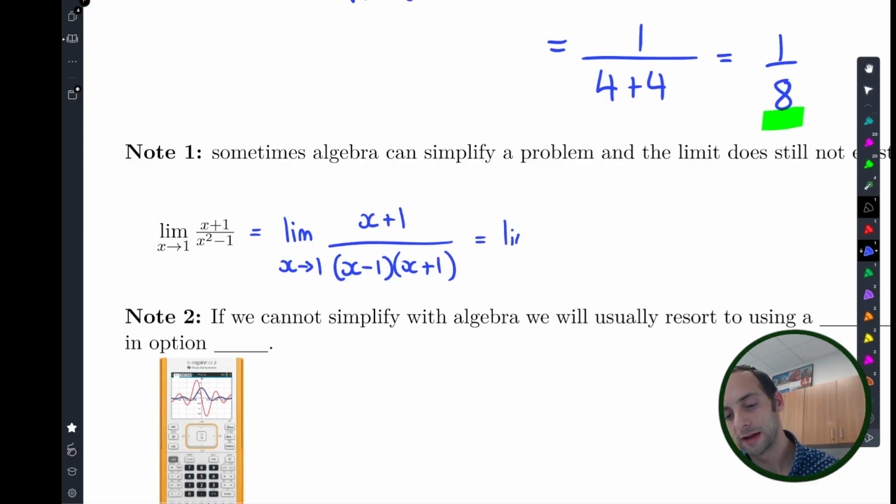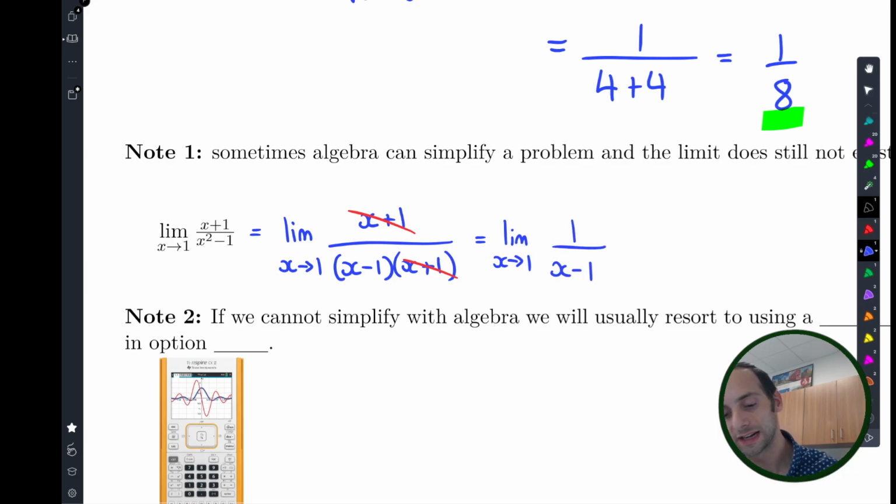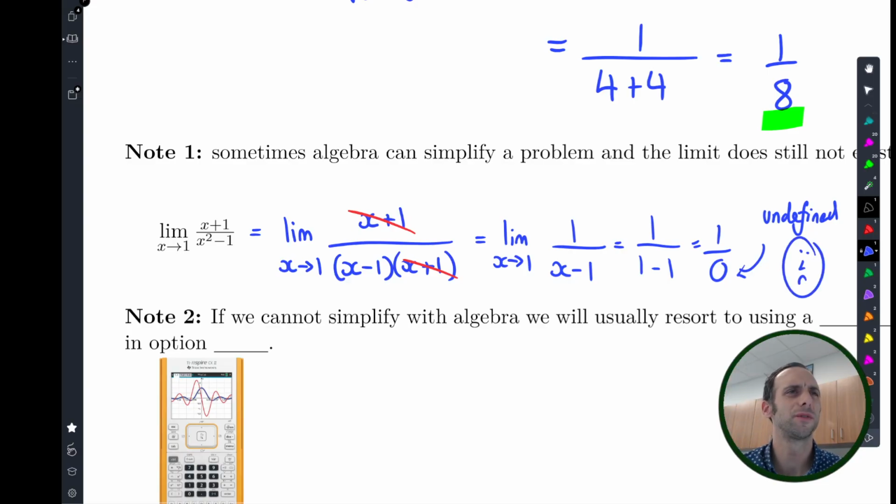We'll have algebra that cancels. Okay? So we get one of these parentheses to cancel. It's the x plus 1. We're left with 1 over x minus 1. We try and substitute in, and we still end up with the same issue. We've got a 0 in the denominator, which still makes this undefined. So we tried to do algebra to simplify this, and it was unsuccessful.